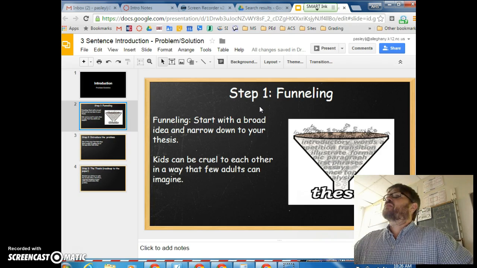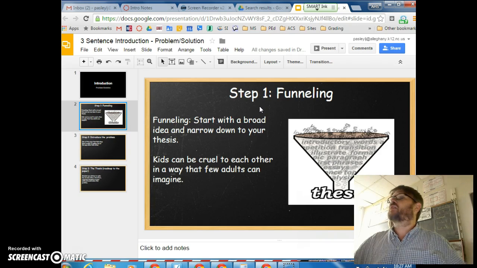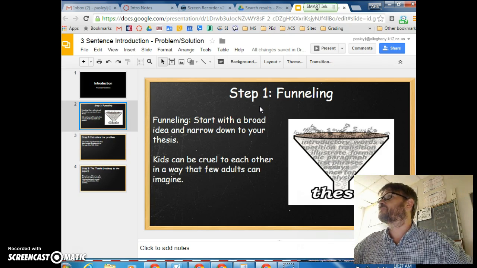Somebody give me their paper topic. What's the problem that you're going to be writing about in your paper? Greece's debt. Okay. So what you might want to start off talking about, Jacob, is the economies of countries in general. Maybe talk about capitalism in general or bailouts in general. And then you're going to narrow it down to Greece by the end of your introduction.